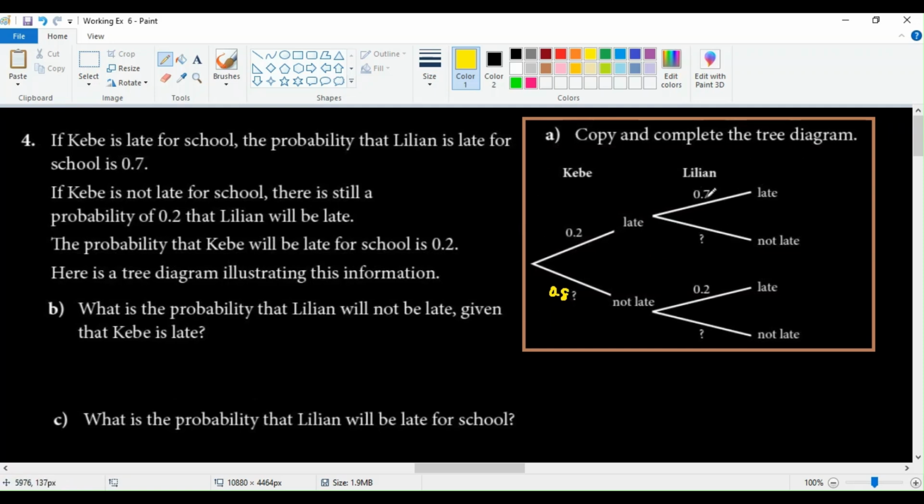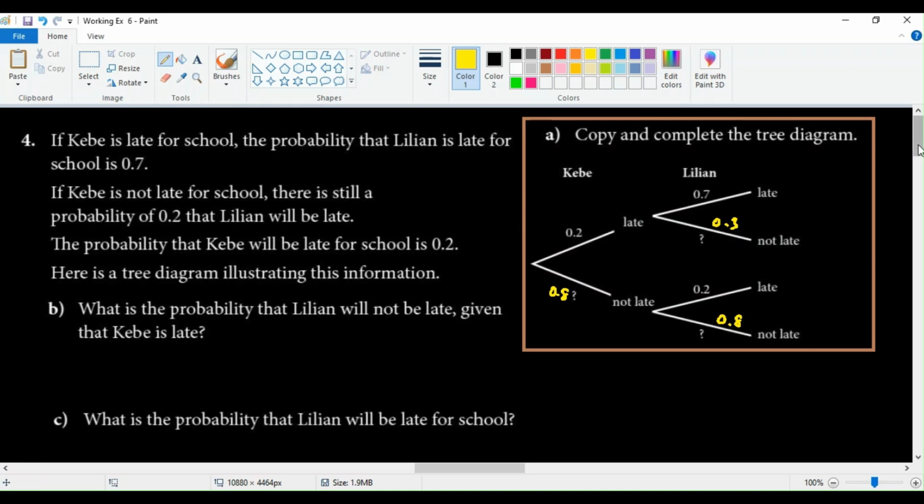Now when it comes to here, if it is 0.7, this one is going to be 0.3 over here, because 0.7 and 0.3 when added together give you 1. So if this one is 0.2, this is going to be 0.8. This is how you have completed the tree diagram. Now comes the questions.